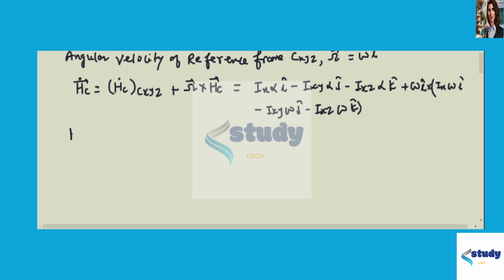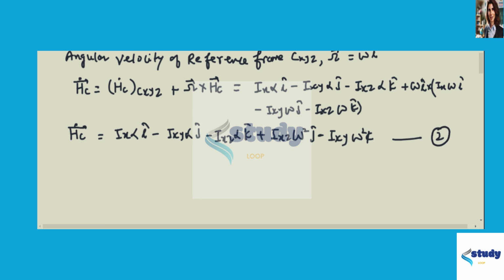So on simplifying, it could be written as Ix alpha i minus Ixy alpha j minus Ixz alpha k cap, taking the cross product, so it will be 0, or you may write it would be Ixz omega square j minus Ixy omega square k. Say this is equation 2.